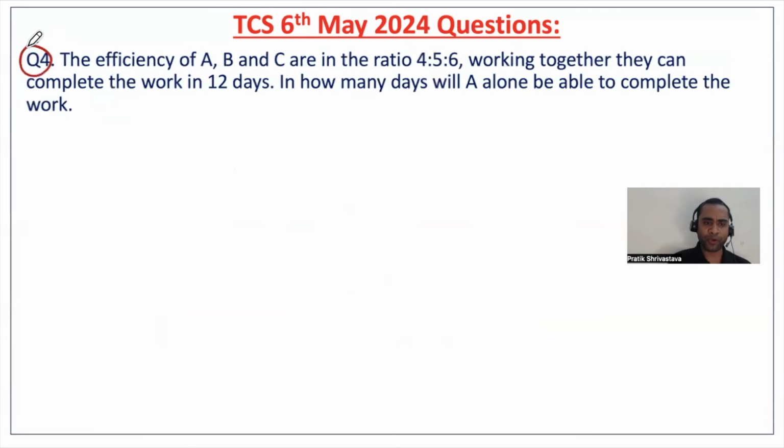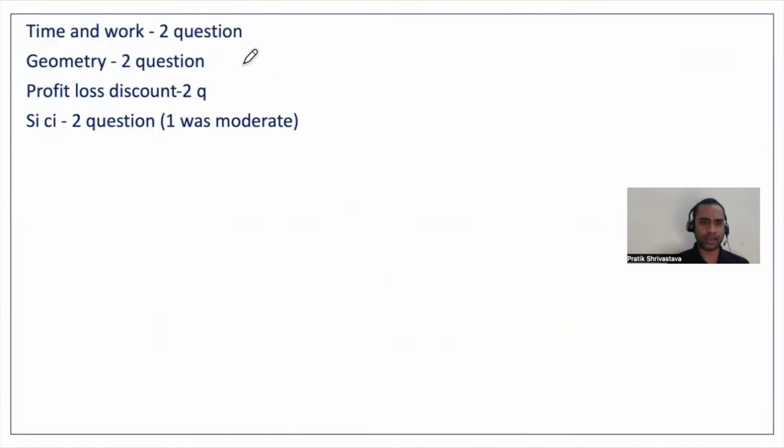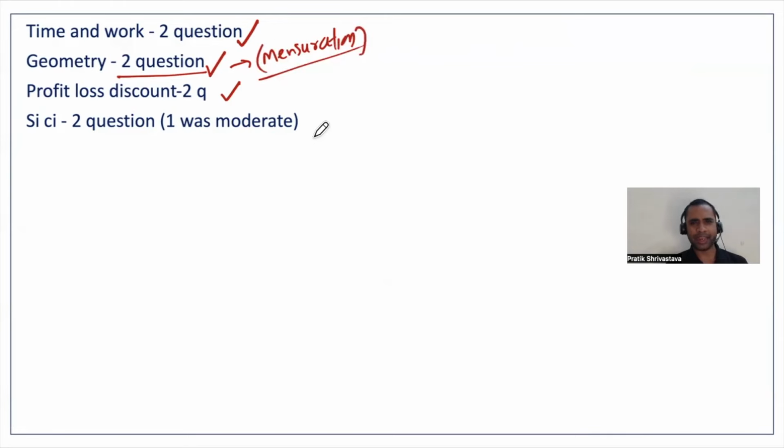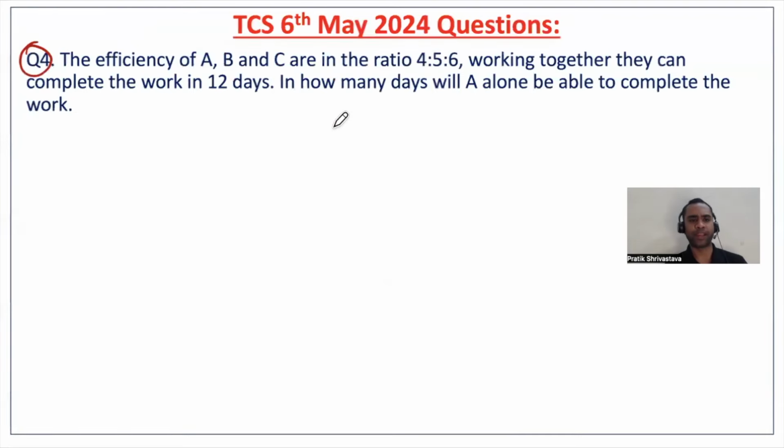Now question number 4. As the student had said, there were 2 questions from time and work, 2 questions from geometry, 2 questions from profit and loss. Maybe he wanted to say mensuration instead of geometry, because in geometry there will rarely be questions. These were 2 questions, one was moderate. Okay, fine.